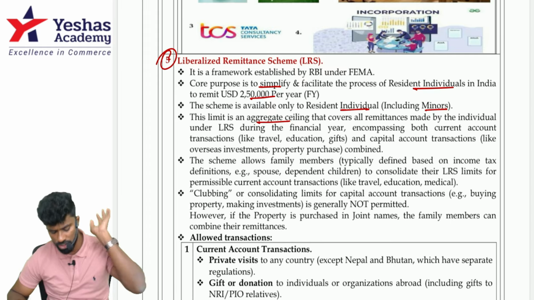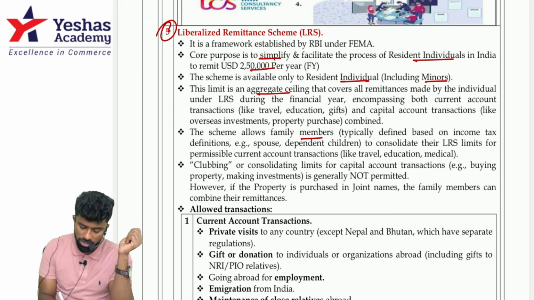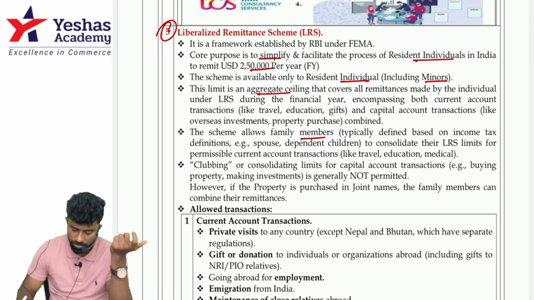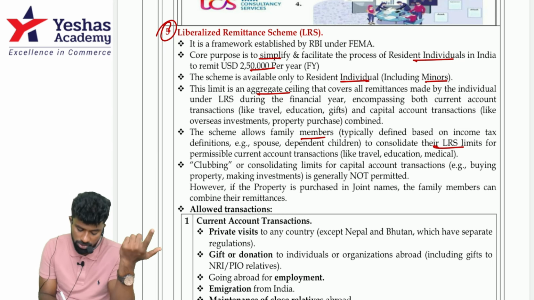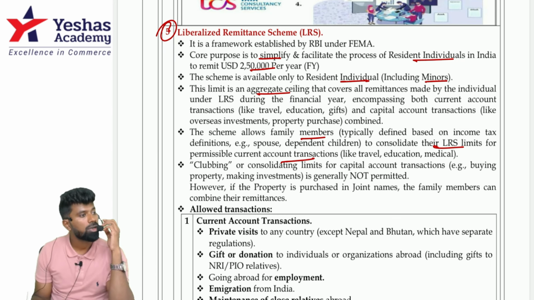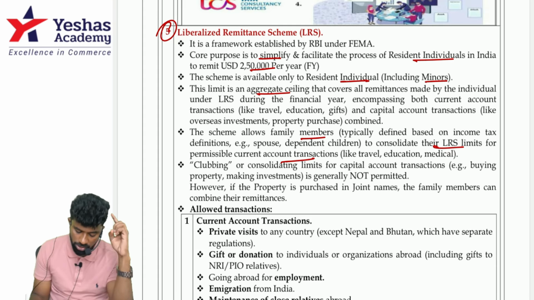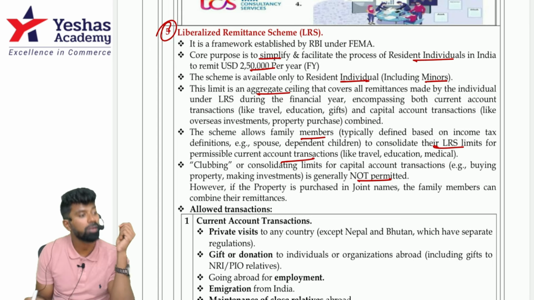Current account transaction as well as what transaction? The scheme allows the family members, typically defined based on the Income Tax Act, to consolidate their LRS limits for permissible what transaction? Current account transaction. However, clubbing or consolidating the limits for capital account transaction is generally not permitted.